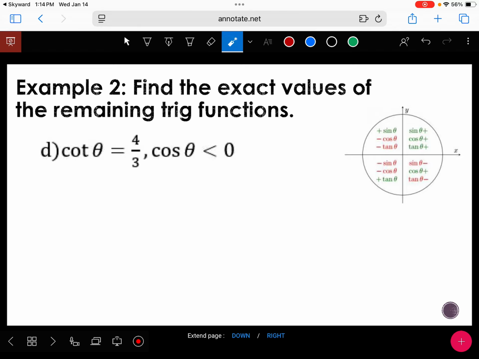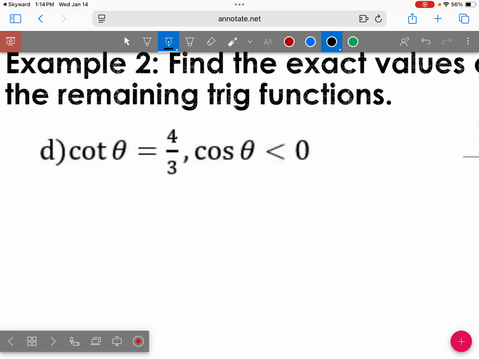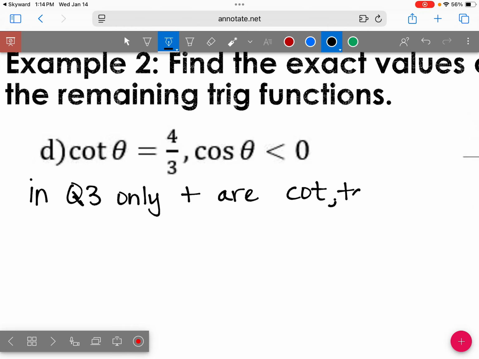Because we all agree that this is positive. So tangent is only positive in these 2 places. But cosine is negative here. So this is really important because I know that I am in quadrant 3 and that my only positive values are going to be the cotangent and the tangent. The other 4 should be negative. Now they did not tell us everything we need to know though. What is cotangent? What 2 sides do we use to find cotangent?